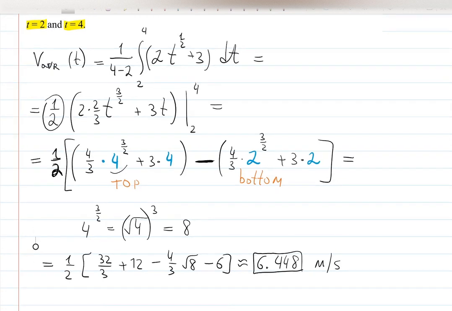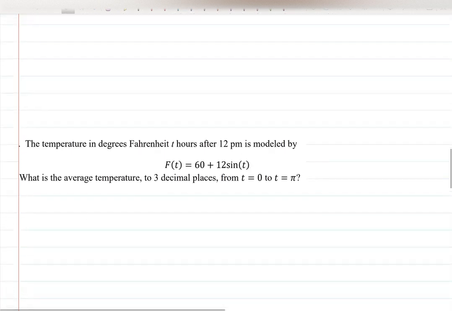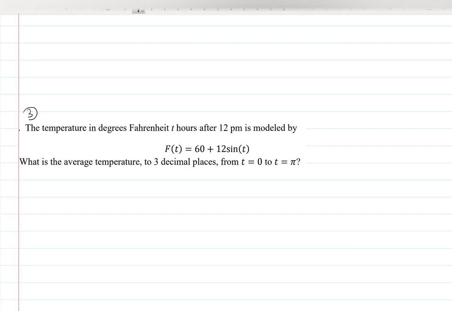One more example. Example number 3. If I give you a temperature in degrees Fahrenheit, do I say it right? I always say it wrong. Fahrenheit, because I work with Celsius, okay? I'm a fancy European person. The temperature T hours after 12 p.m. is modeled by the given function, F of t is 60 plus 12 sine t. Find the average temperature from t equals 0 to t equals pi.